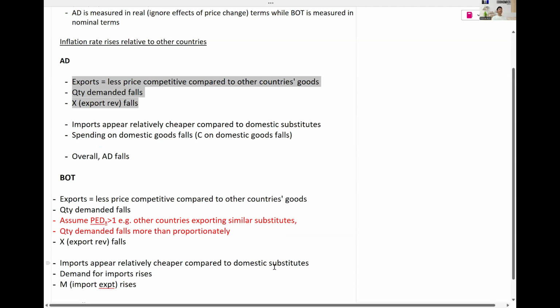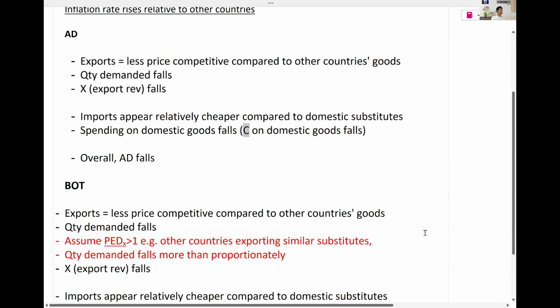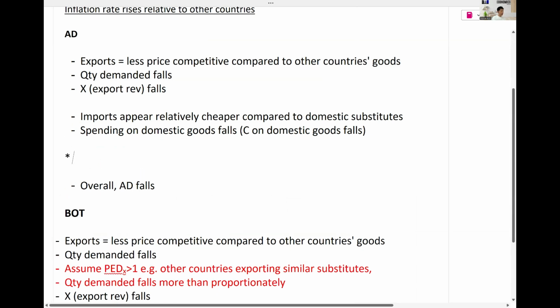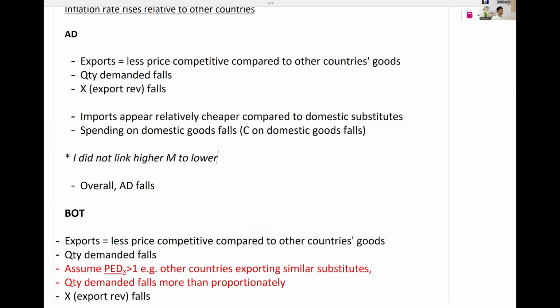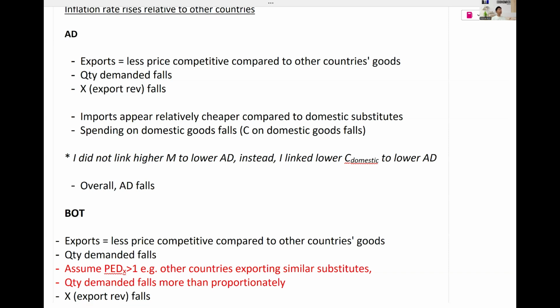And is anyone surprised that here I focus on C and not M as part of AD? You notice what I'm doing here. I did not link higher M to lower AD. Instead, I linked lower C to lower AD. Are you okay with that?